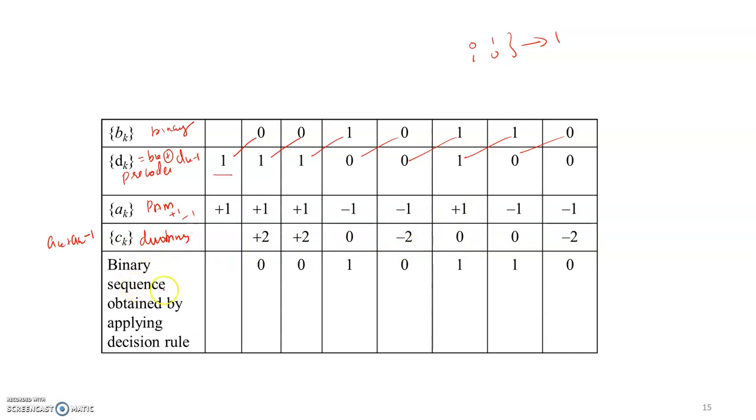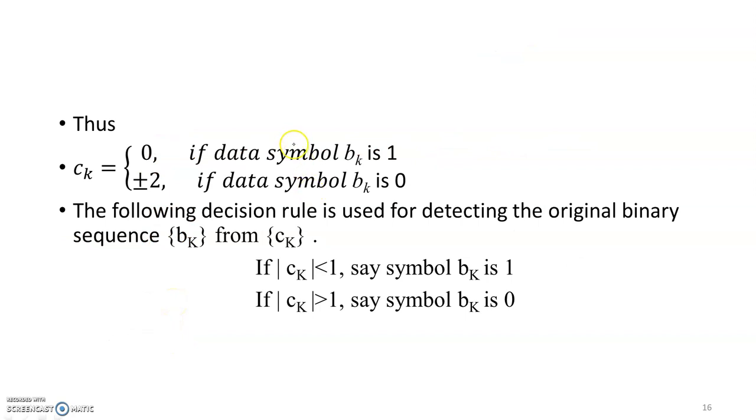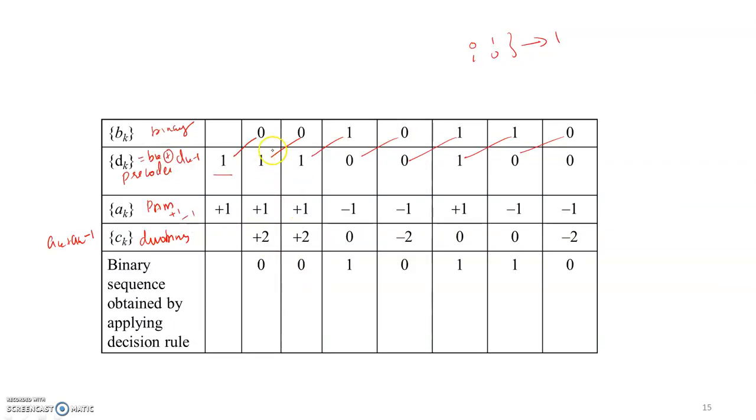Then what is the binary sequence? The binary sequence is obtained by applying the decision rule. So here, you just compare, you can see for all your corresponding sequence, this is your 0. Okay, so this binary input sequence is 0. So just see for all zeros, how is it coded? Zero is coded by +2 here.